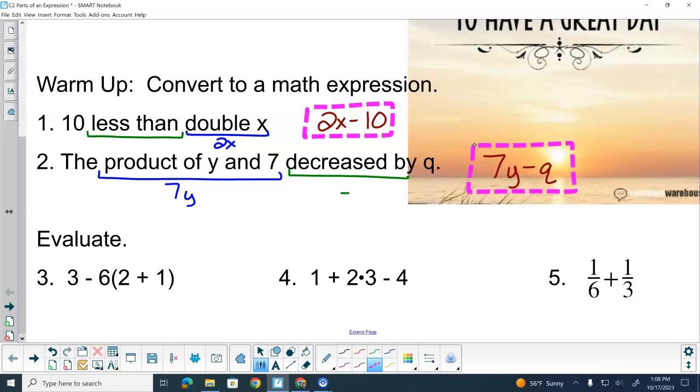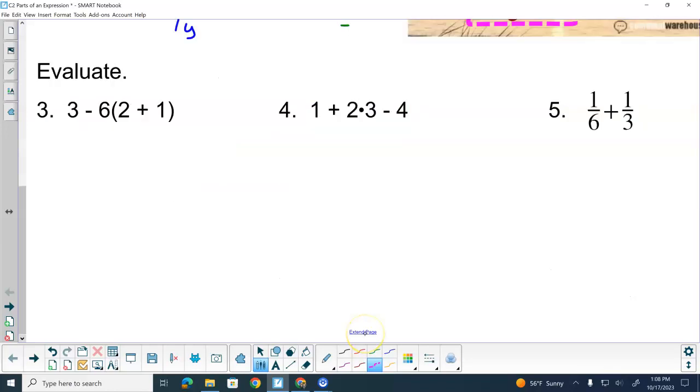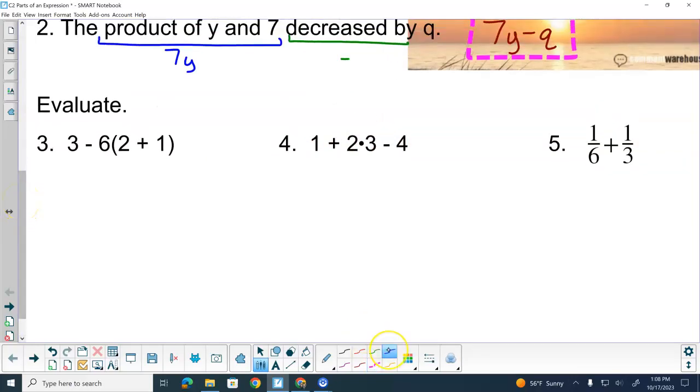Then we got some evaluating type ones. 2 plus 1 is 3, so that part changes first. Then we've got 3 minus 6 times that. Multiplication comes next. 6 times 3 is 18. Still have 3 minus that. Gives me a grand total of negative 15 there. Questions on negative 15?